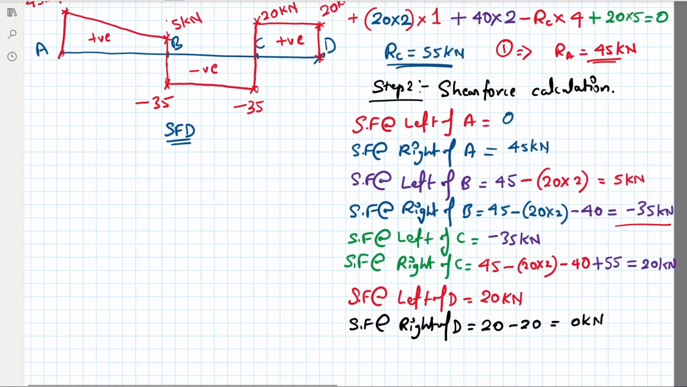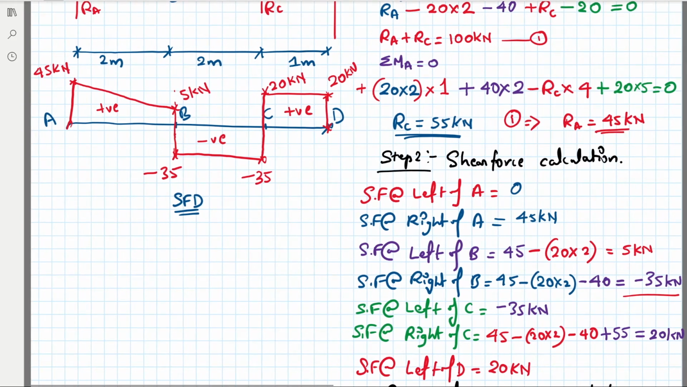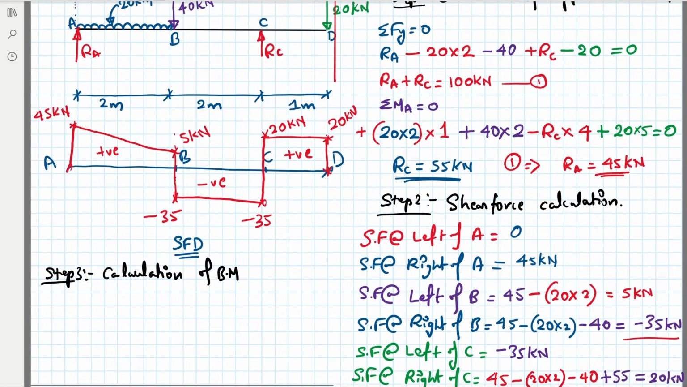Now I am going to draw the bending moment diagram. So step number 3, calculation of bending moment. I will start from A, bending moment at A. For the simply supported beam, bending moment at the support will be 0. Directly I will take it as 0.